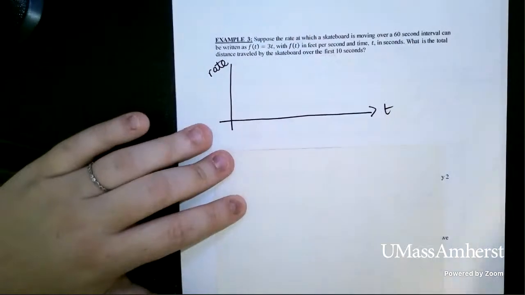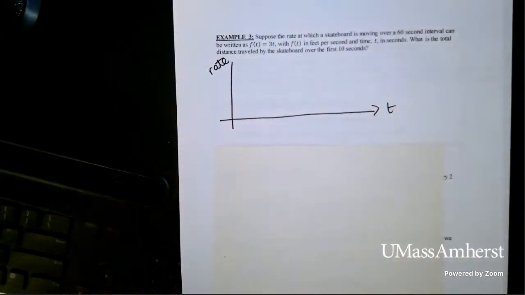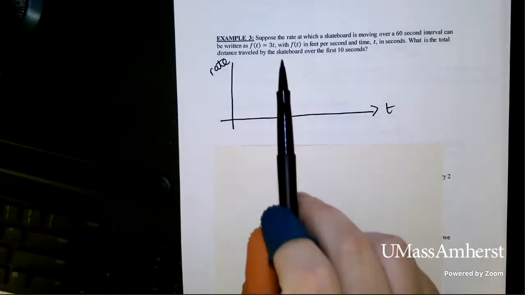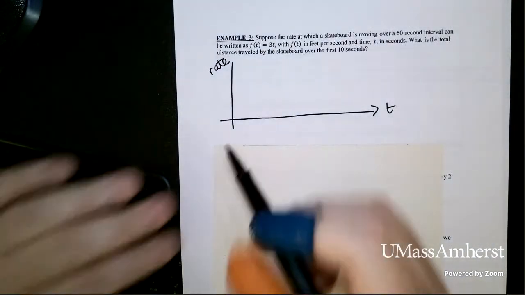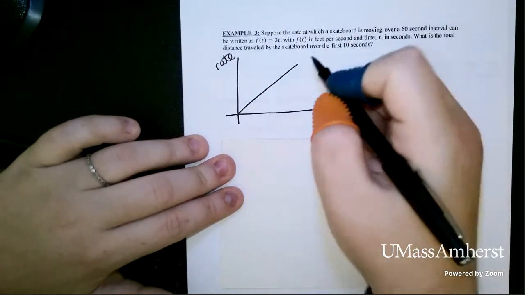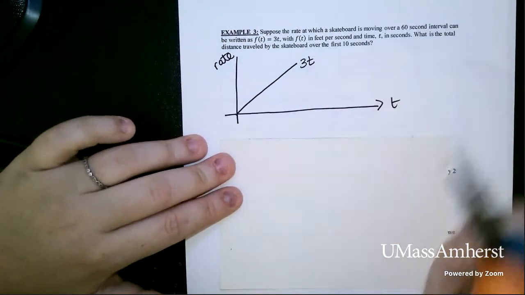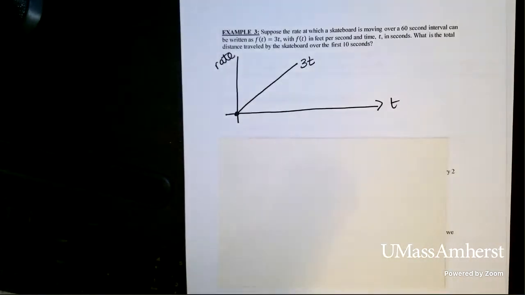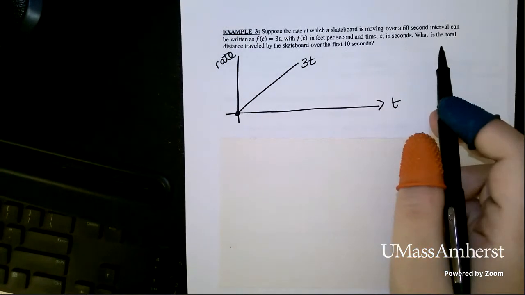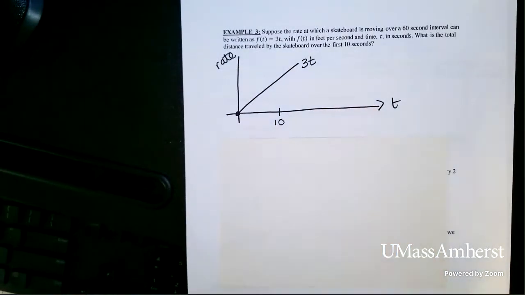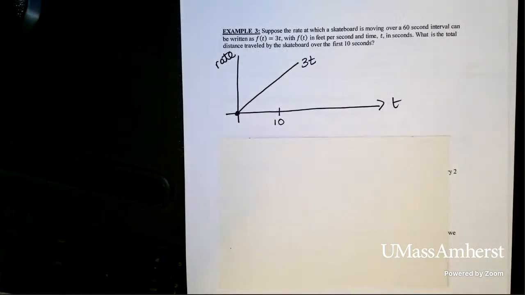So remember, we're considering the rate versus the time. Now, before our rate was constant, which meant we had a horizontal line. Now our rate is 3t. Well, 3t is a linear function that goes through the origin, right? When time is 0, then the rate is 0. We are interested in what's happening over the first 10 seconds. So we have time equals 10 here.